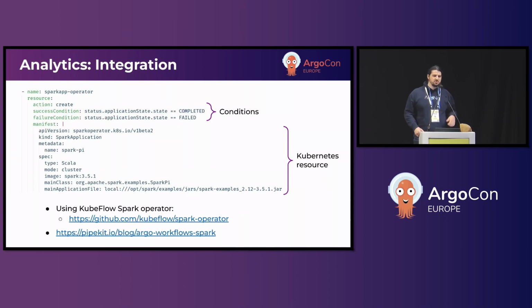I don't really want to jump heavily into this Spark example because there are quite good blog entries from the PyKit people. There was also, I think, a talk about that two years ago. So there are already lots of resources in place that talk about how Spark integration with Argo Workflows can work. Mostly it revolves around creating a resource. So there is the Kubeflow Spark operator, and using this you can just create a Spark application resource and monitor its status, which is quite convenient and quite easy to do.